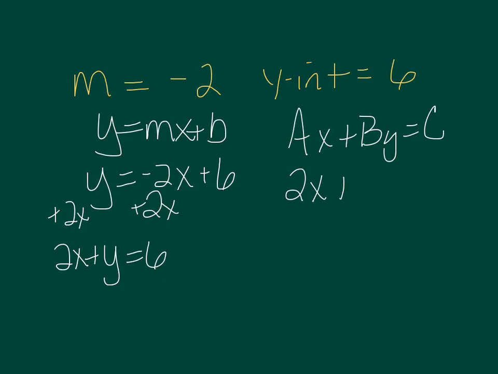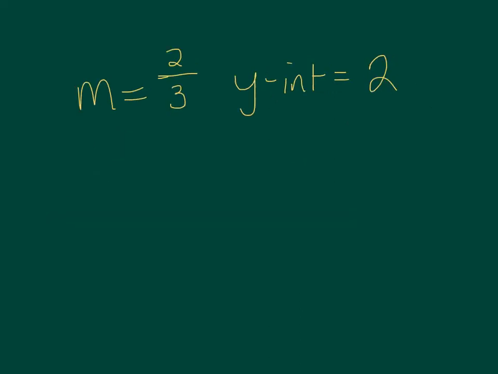And again, it looks like standard form. Those are the easy ones. Let's look at another one. Again, same thing. We're given slope and y-intercept. So y equals 2/3 x plus 2.